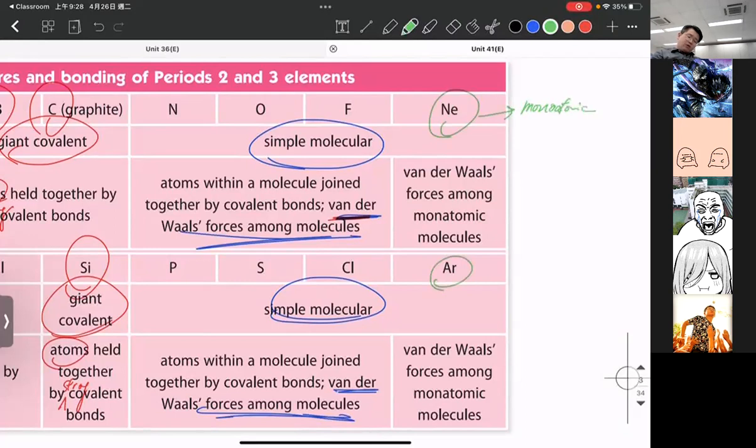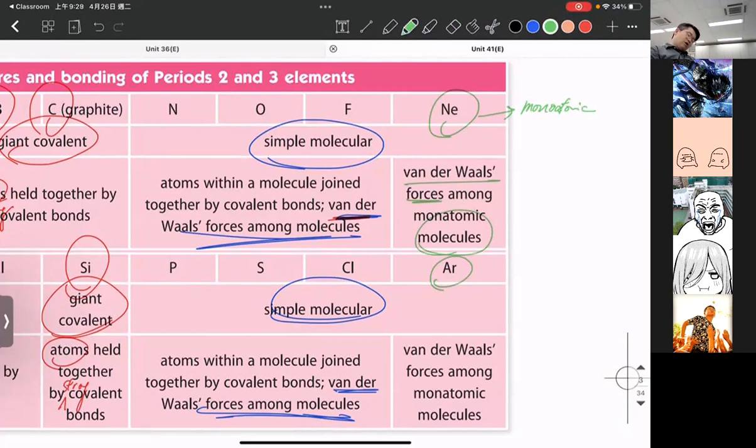We still have van der Waals force, but you talk about the monoatomic molecules or simply atoms, right? So you simply skip that. If you don't want to get confused, even though you write down molecules, I still give you marks. But the nature of that type of molecules is just monoatomic.